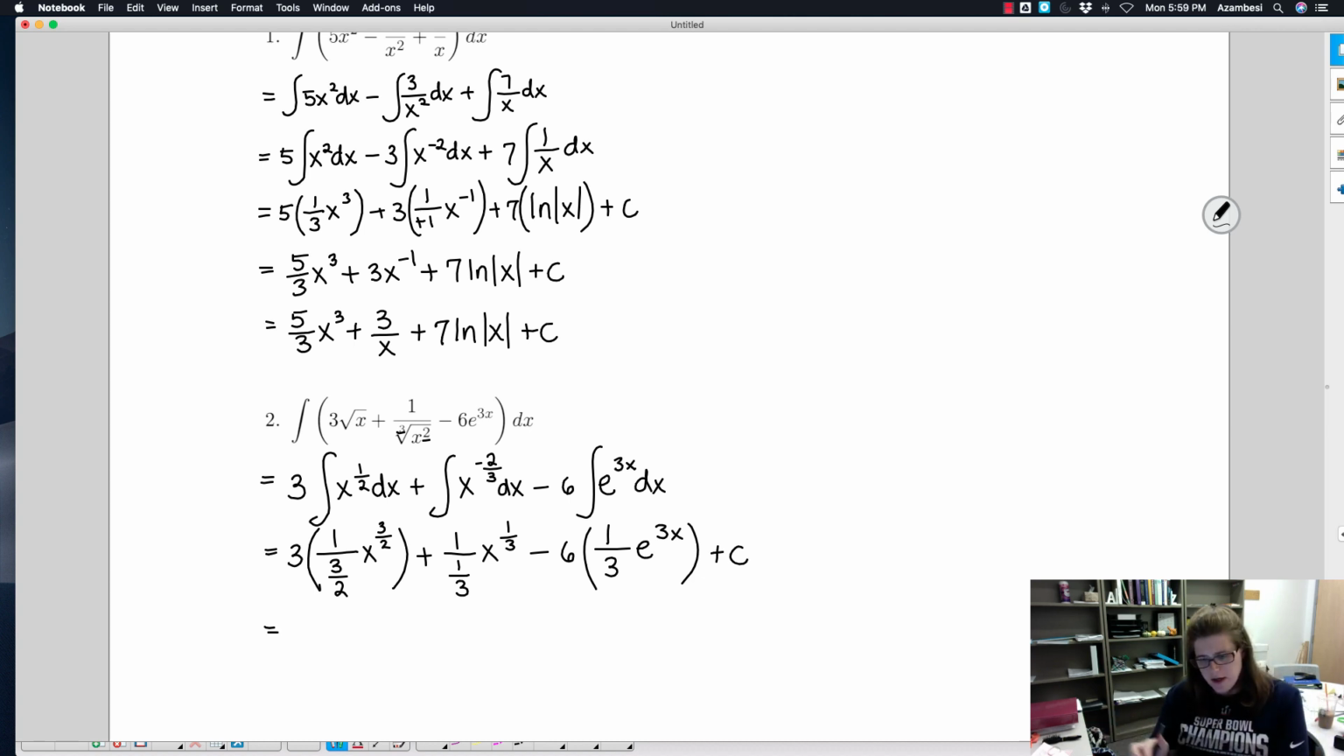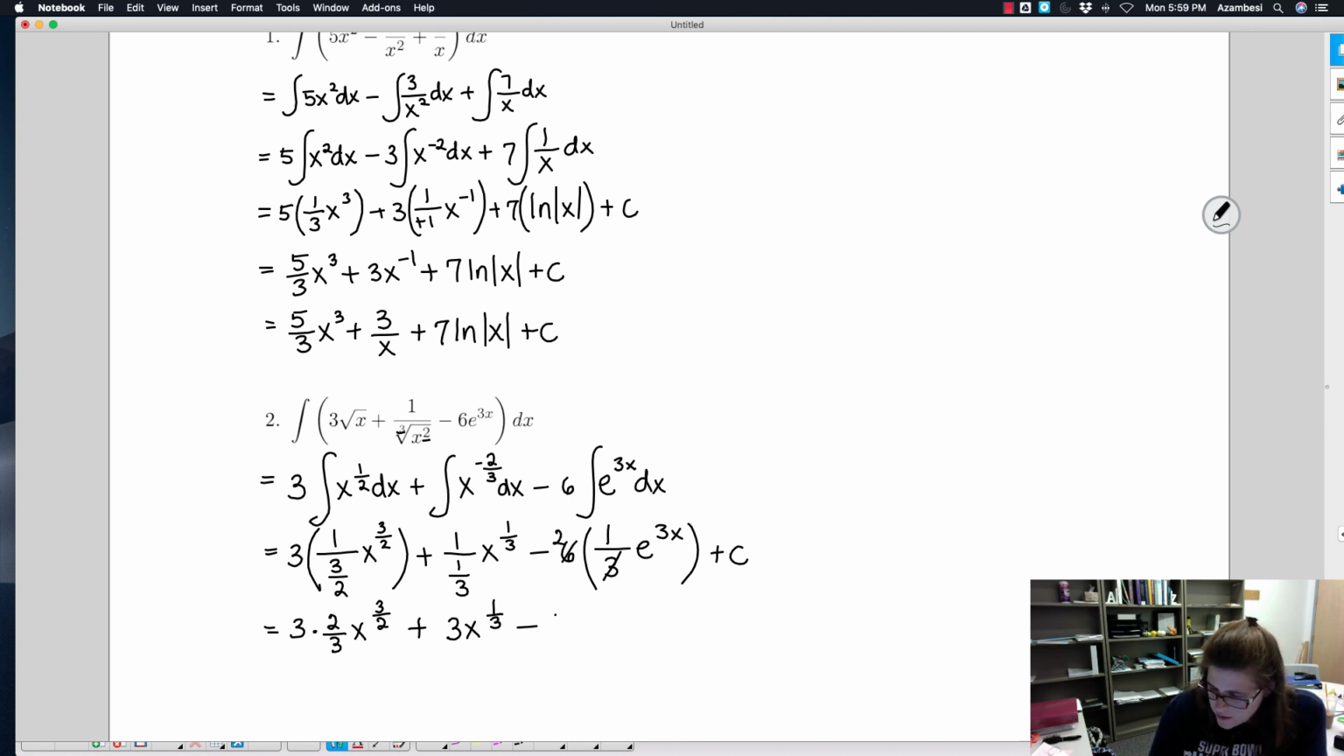All right, fraction-wise, dividing by a fraction is like multiplying by the reciprocal, so flip each one. So I have 3 times 2/3 x to the 3/2 plus 3 x to the 1/3 minus 2 e to the 3x plus c. And last cleanup, my 3's cancel, and I end up with 2 x to the 3/2 power. So that is like a square root of x cubed.